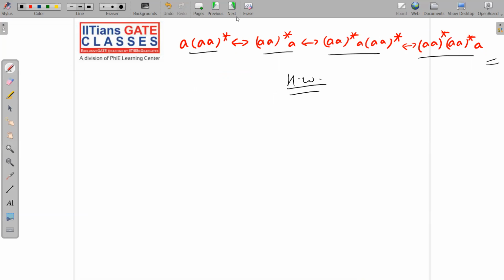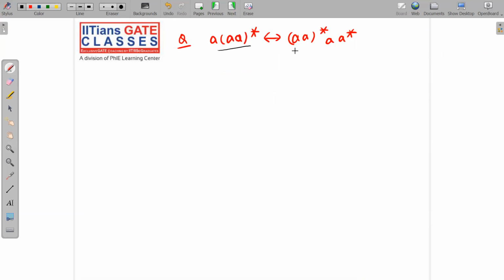Next, A star, double A star, A star. Are these two equivalent or not? This is my question for you. Again, just try to get the smallest possible string, and you will get the idea. This is nothing but odd number of A's, as I have already told you. Now, is this only odd A's, or will you get something extra also? Take this as null. Now from this take A, and from here you can take null, double A, triple A, 4A, and so on. You can take any number of A's.